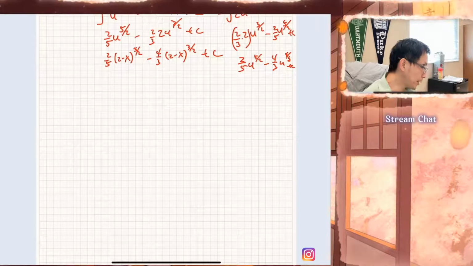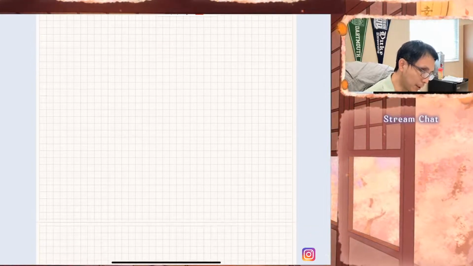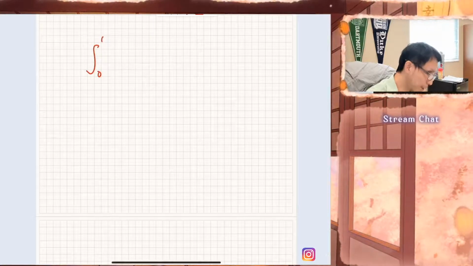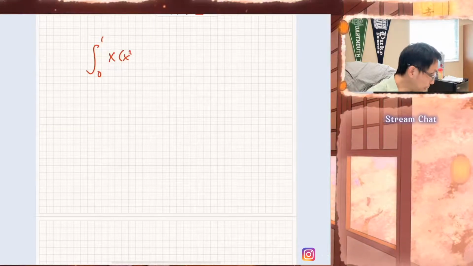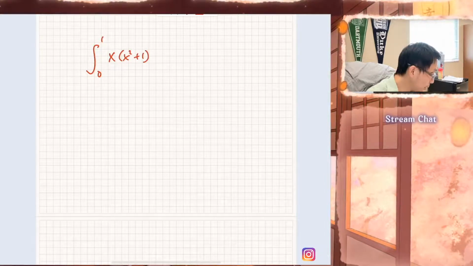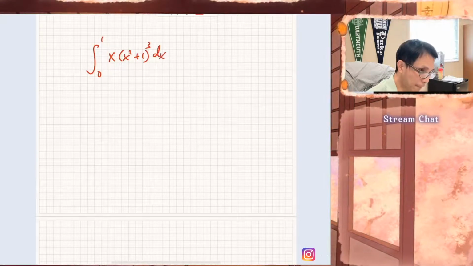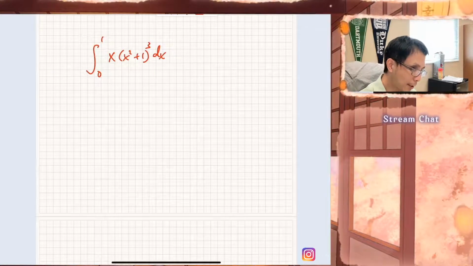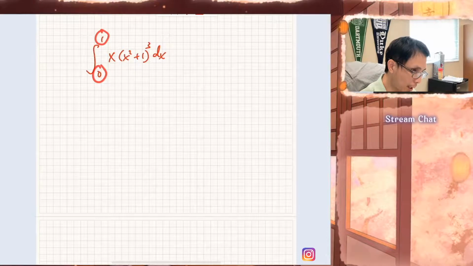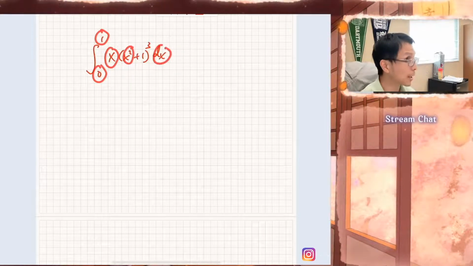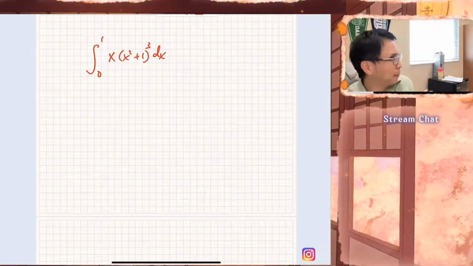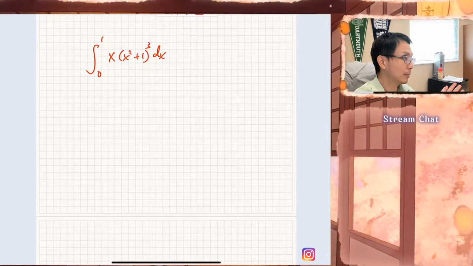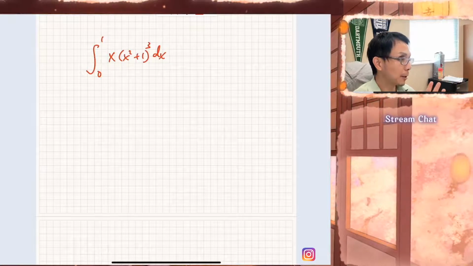I want to do one more integration. This time I'm going to do definite integrals. A definite integral from 0 to 1 of x times (x squared plus 1) to the 3rd power dx. Now realize that this is all in terms of x, right? We want to change everything to u, everything, even the boundary.